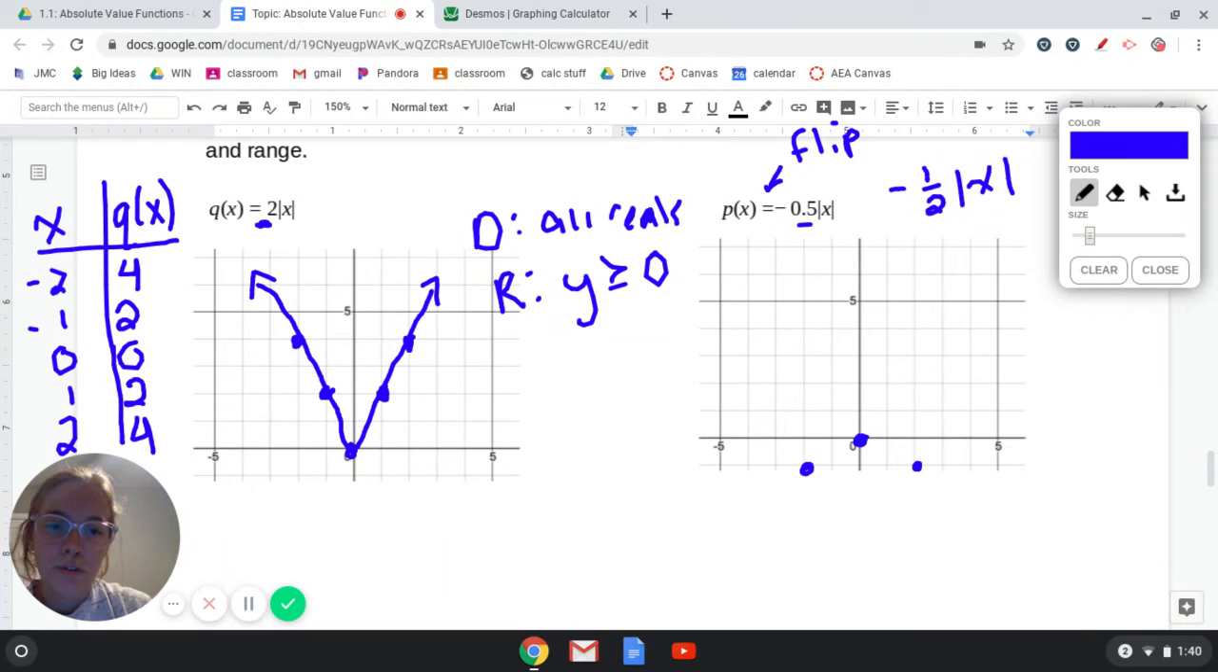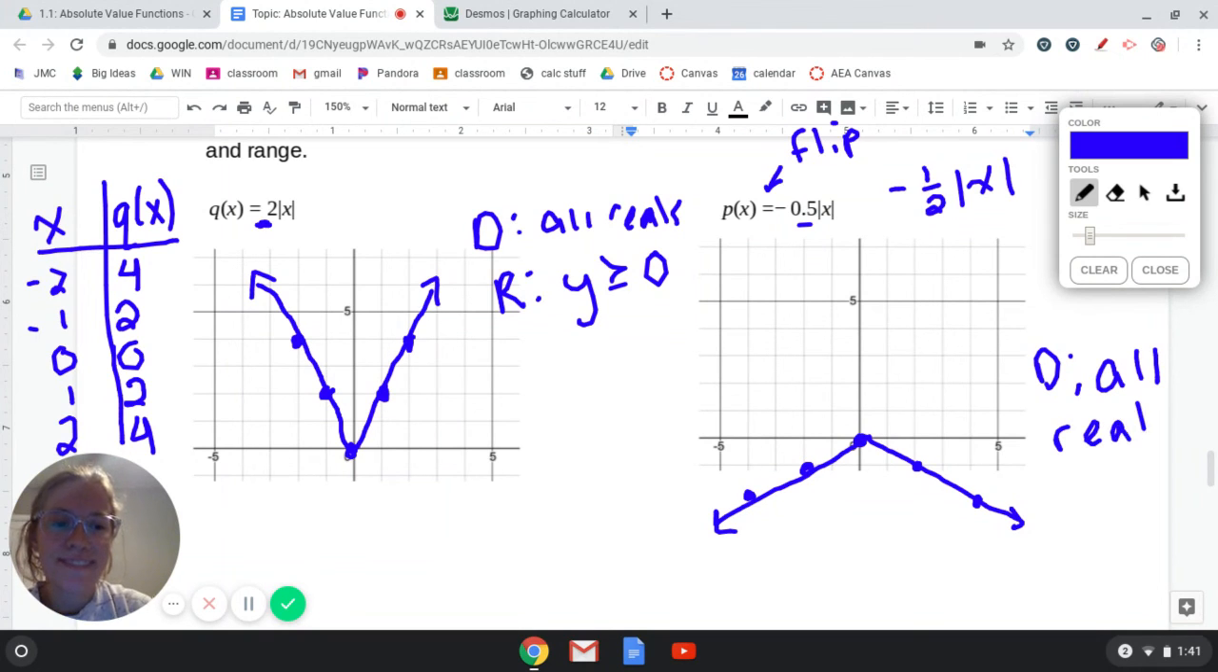And then pretend to draw the lines. Down 1 over 2 would be right here. Down 1 over 2 would be right here. And that is the graph of this guy. Now, domain and range. Domain, how far left, how far right does it go? Forever and ever. And the math way to say forever and ever is all real numbers. Or all reals.